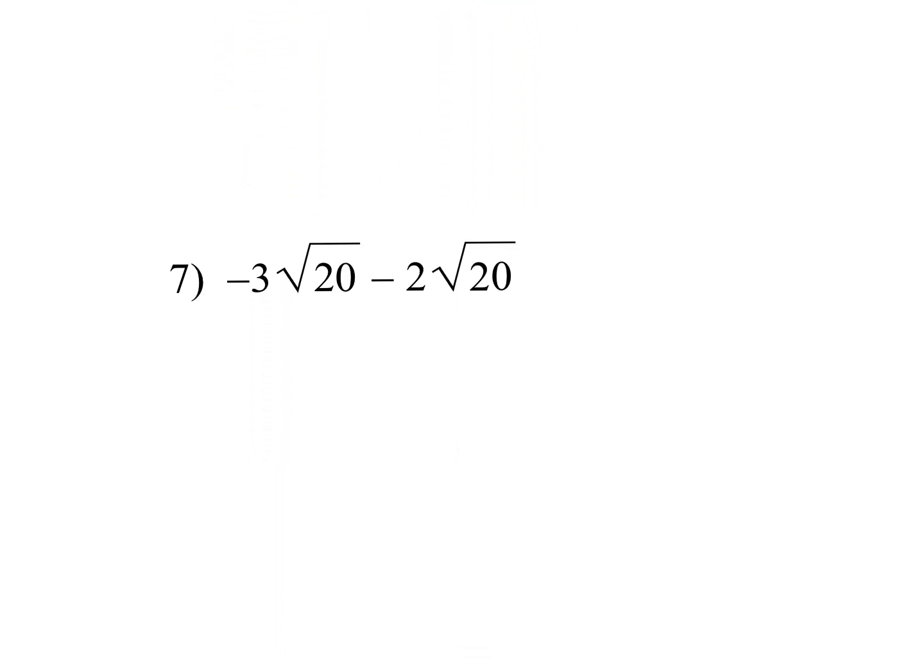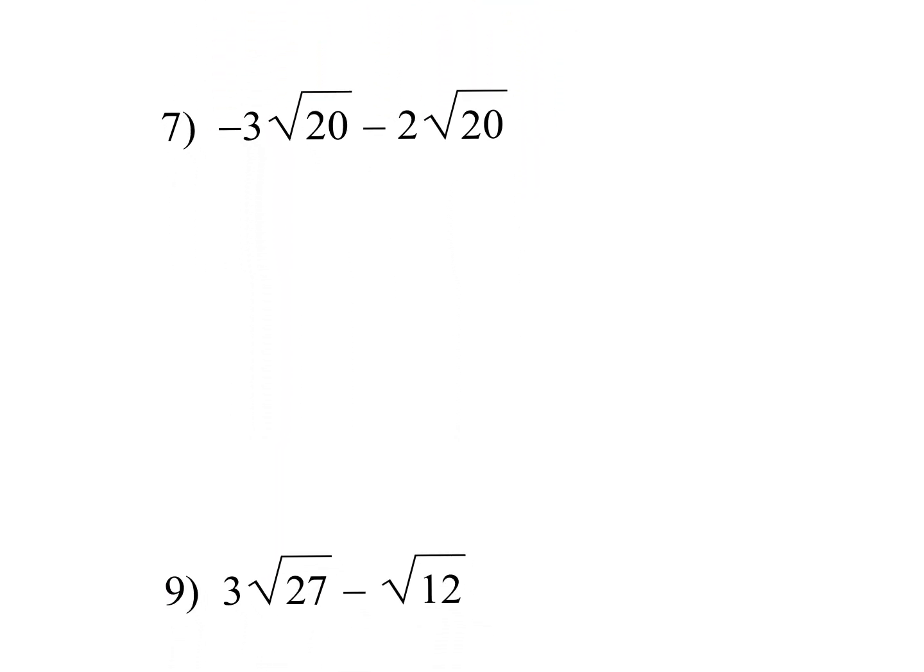Number 7. What do you ask yourself first? Are they the same? Yes or no? Yes, that's good. What do I do since they're the same? Negative 3 minus 2. Negative 5 square root 20. But am I done on this one? No. Why?